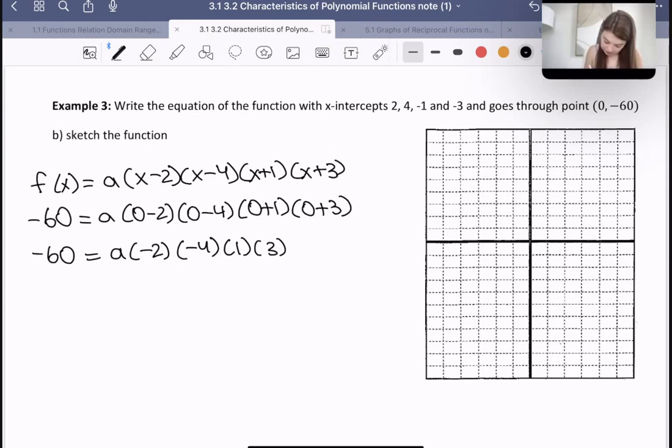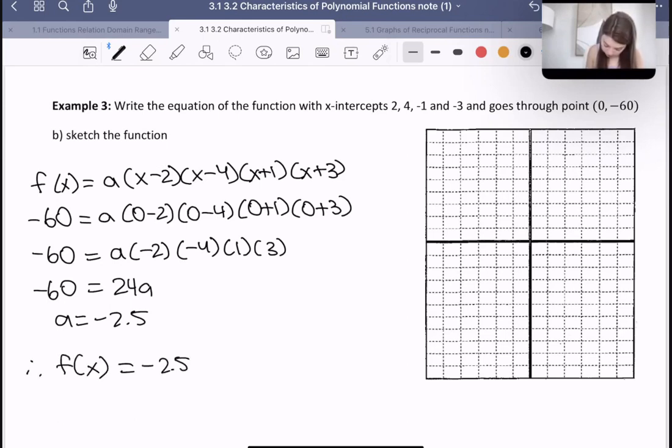And then that means that we have 24a is equal to -60, which means that a would be -2.5. So now that we found that, we have found the equation. Therefore, our equation is f of x equals -2.5 times (x - 2)(x - 4)(x + 1)(x + 3). So there we go. Awesome, we did it.